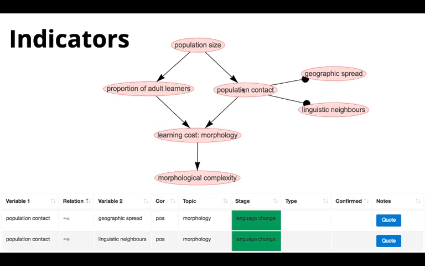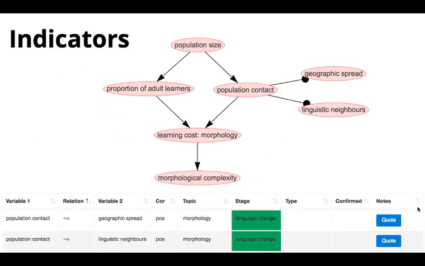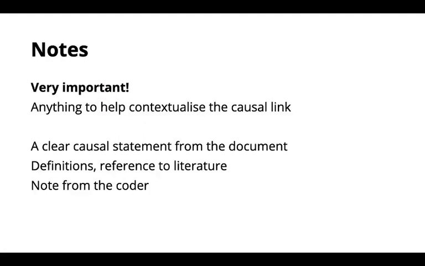Remember indicators as well. So in Lupyan and Dale's paper, they measured population contact by two variables to do with geographic spread and the number of linguistic neighbours. And you can draw that in as well. The notes section, so the quotes at the end of each row, are really important. So usually it's a quote from the paper, but you can use anything to help contextualize the causal link. So that could be a definition or a reference to the literature if they're using a reference, or a note from you, the coder.